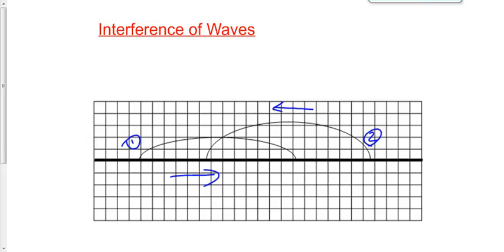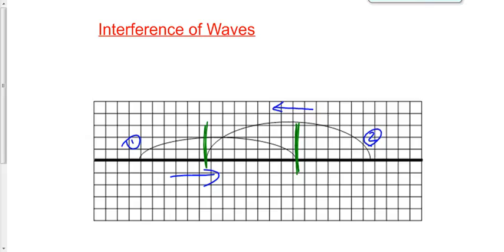Here's what I want you to do on the template that I handed out to you a few minutes ago. I want you to look, first of all, at the portion of the waves that overlap. So in other words, I want you to look at here through here. The other portions of the waves, don't worry about that right now.